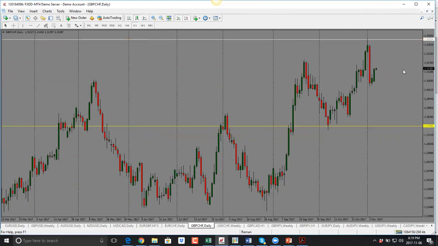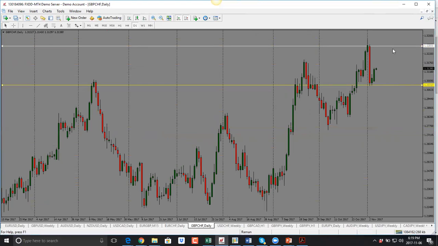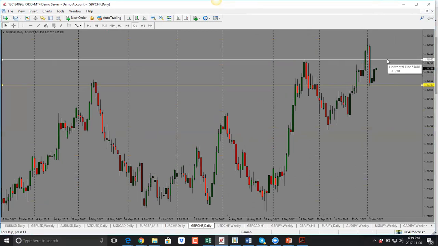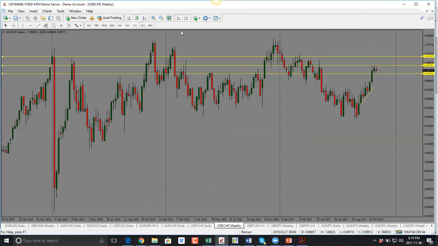Pound Swiss franc. Pound Swiss franc, just like the other pound crosses, looking bullish. So I'm looking for a further move to the upside. Target, this looks like a very good target level, 131.95, so about the 1.3200 level. So looking for a further move to the upside in pound Swiss.